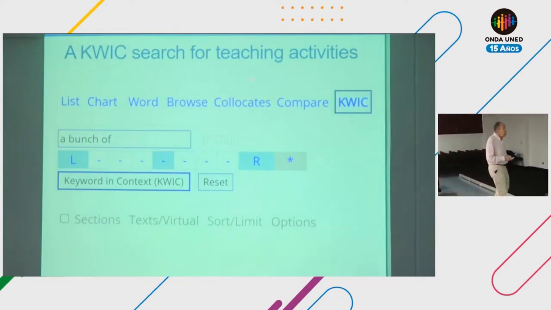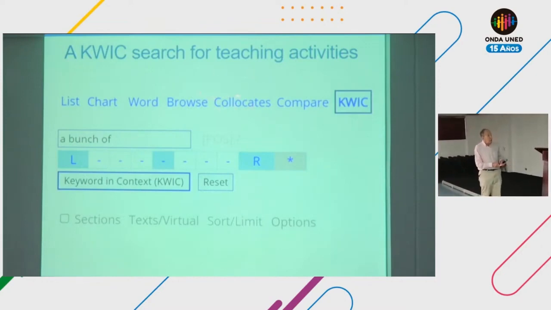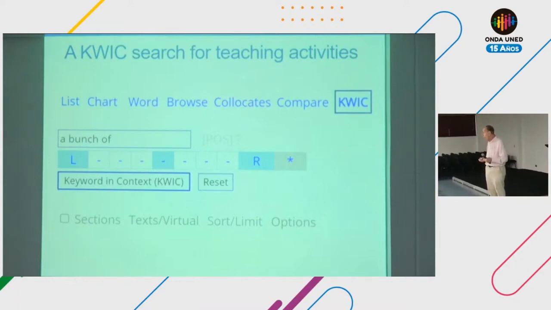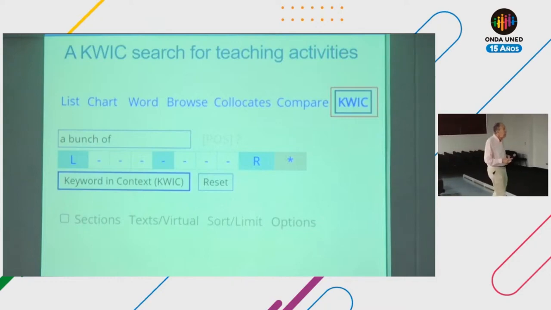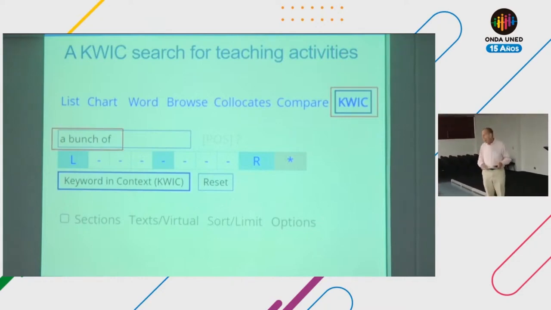And then with the collocates, we saw words that occurred more frequently than would be expected. Guys and kids are really frequent. Now we're going to do a KWIC search. KWIC stands for key word in context, K-W-I-C, key word in context. And that's just as simple as the others. You have to click on KWIC. You've got to type in a bunch of, and you've got to click again.